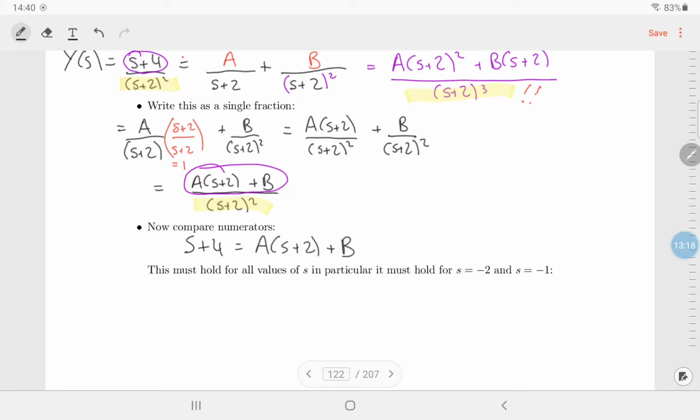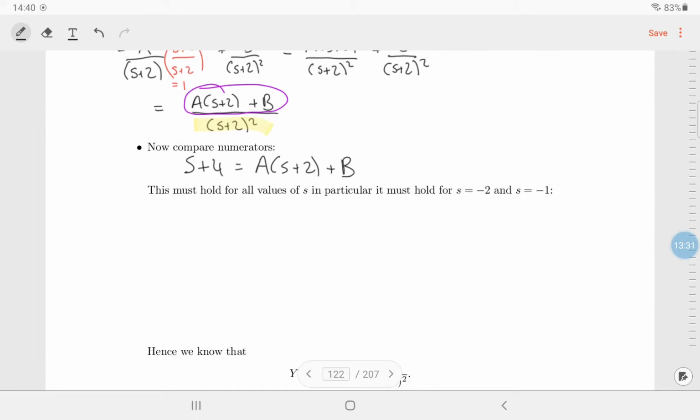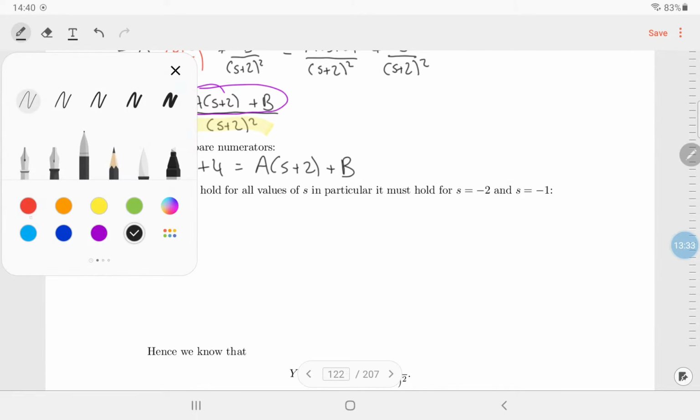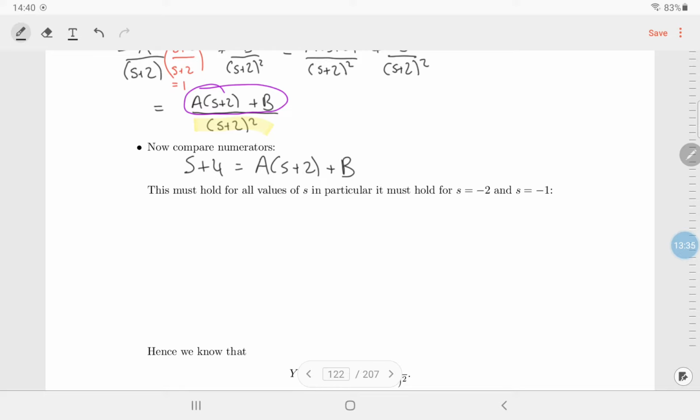Now if you want, you can compare coefficients. So if you compare coefficients, how many s's on the left? 1, and on the right you have a, so a must equal 1. And then compare constants. If you want to do that, that's fine. So the values that I think are clever are -2 and -1. Now usually, -2 definitely works because it kills the a.